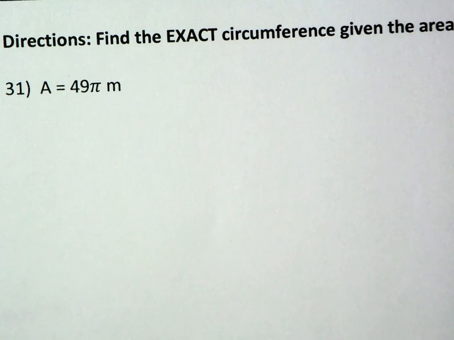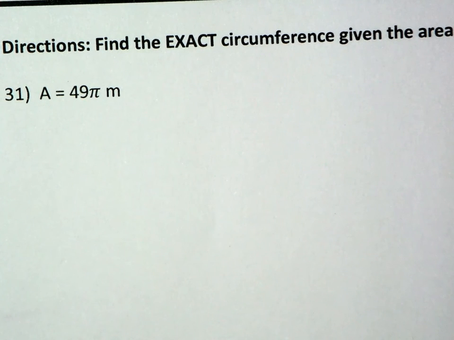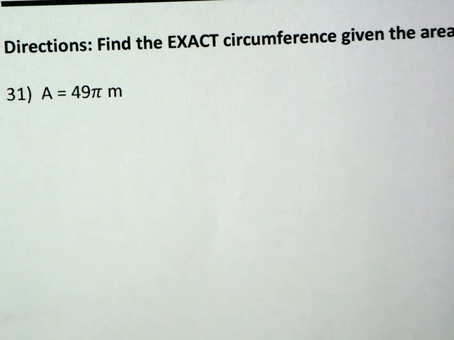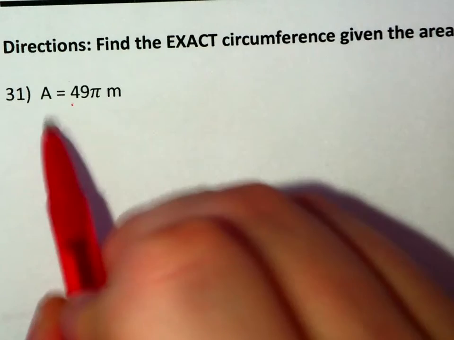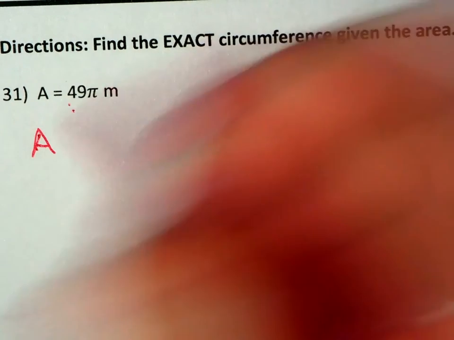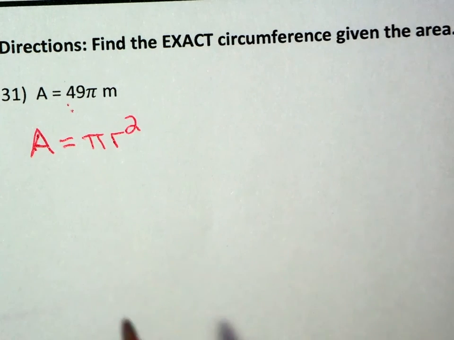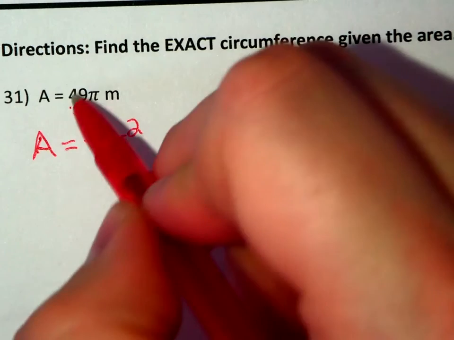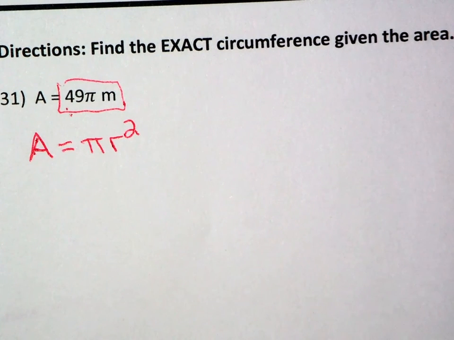Now is where we start to apply that understanding towards our circle applications. So, find the exact circumference given the area. We're given an area and we want to know the circumference. I can't find circumference without either knowing a radius or knowing a diameter. So I need to do something with this given area. Using the formula, area equals pi r squared, and the information for the given area, I can figure out the radius and then be able to find the circumference.